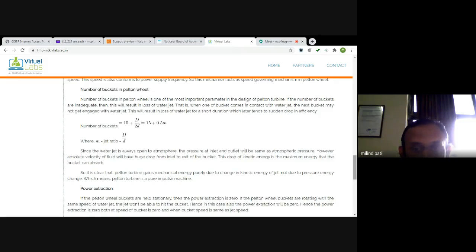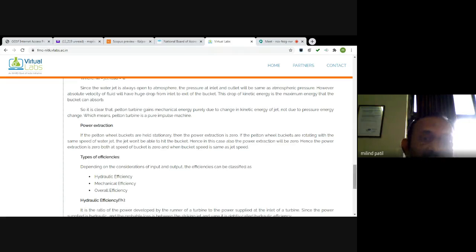Power extraction. If the wheels of the buckets are stationary, meaning the buckets are not moving or the runner is not rotating, then the power will be zero, obviously, because to have power there must be some force acting over the bucket and there must be some displacement. But if the wheels are rotating at the same speed, that is, the velocity of the jet and the peripheral velocity of the runner are the same, then again there is no power extraction. So it is always important that there should be some relation between the inlet velocity and peripheral velocity.